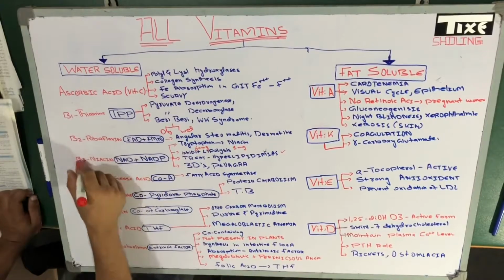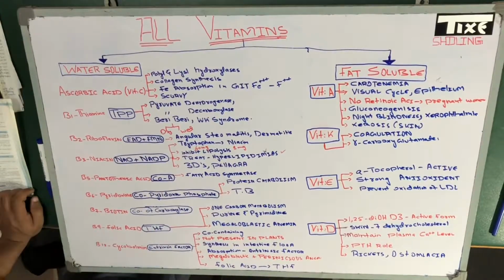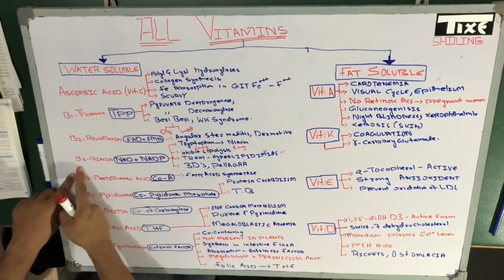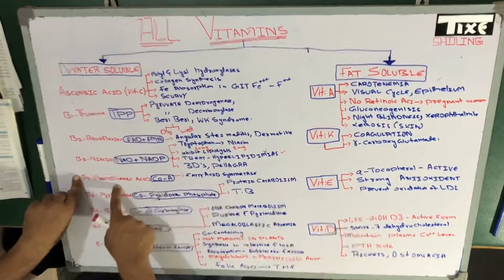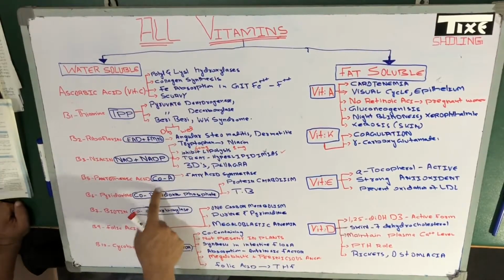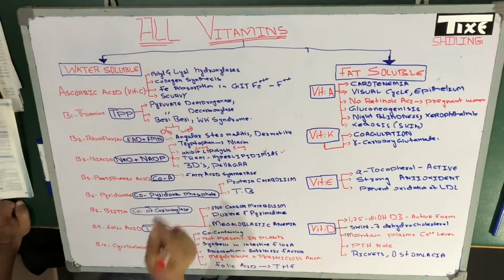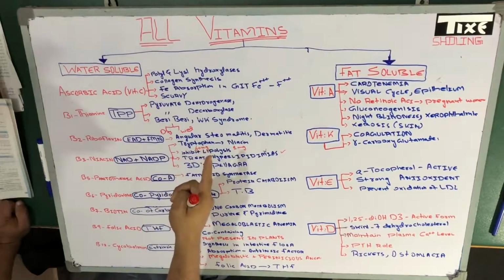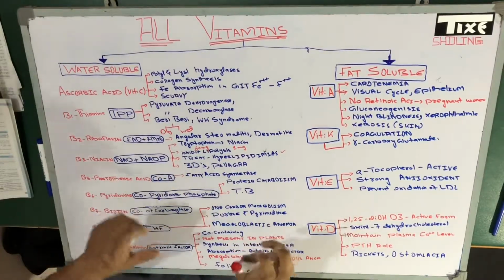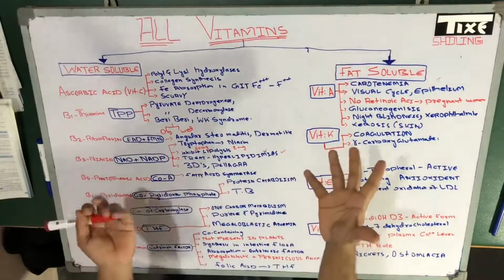Remember, there is B1, B2, B3, but no B4. I have searched for B4, but there was no vitamin named B4. So you're going to jump from B4 to B5, that is pantothenic acid. And again, we are going to get a coenzyme. So pantothenic acid provides coenzyme A, which helps in the transfer of acyl groups.